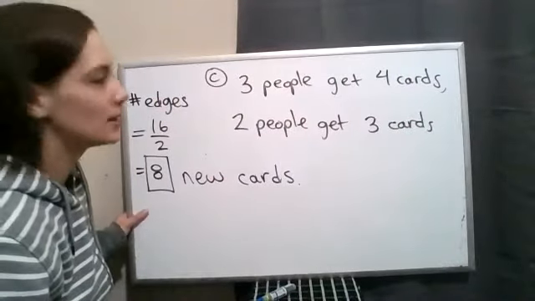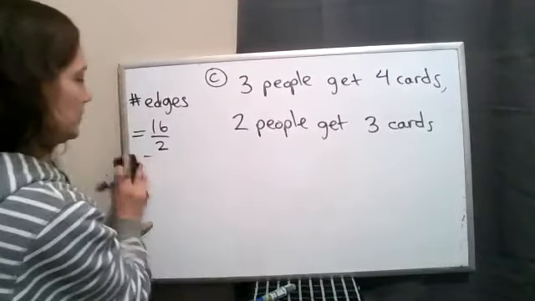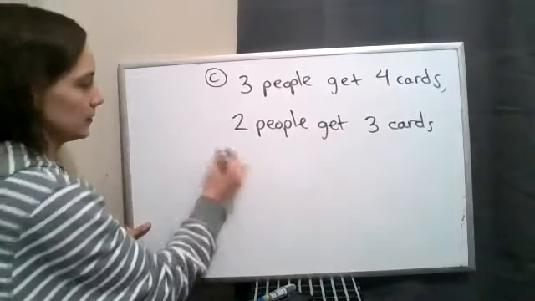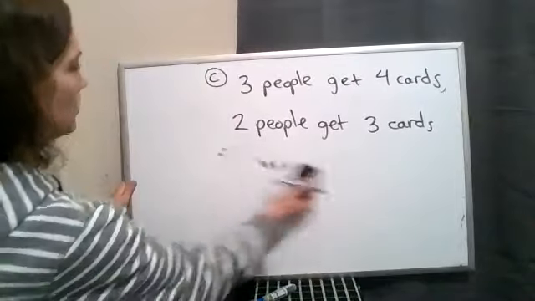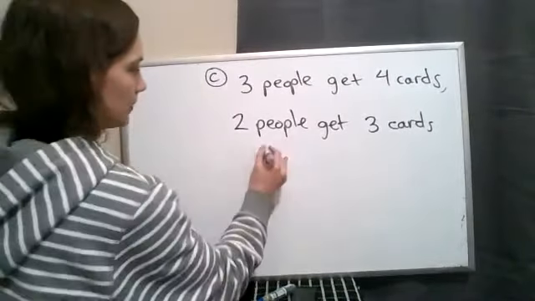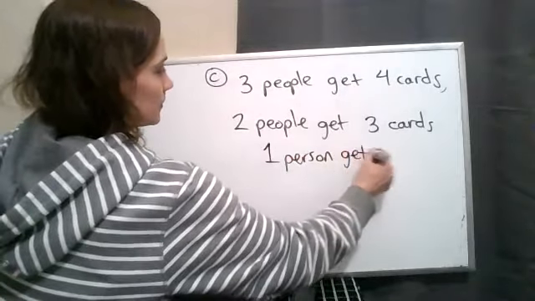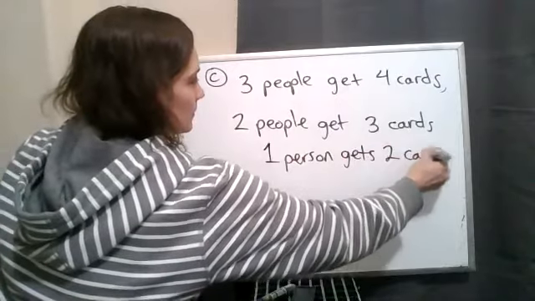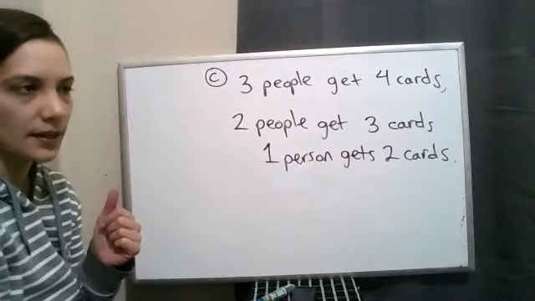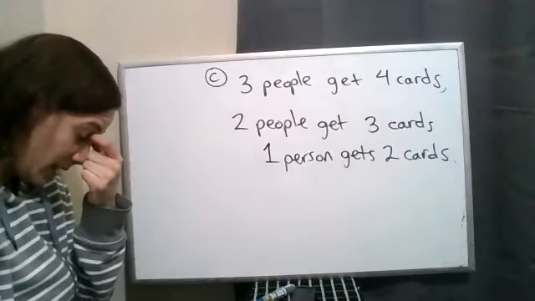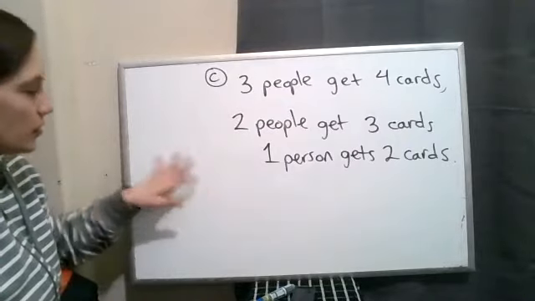Last part. 1 person gets 2 cards. Let's put this over and I can draw the graph on the side. Okay. Let's see if I can think through the sum of the degrees, but we are going to actually draw a picture, draw a graph.